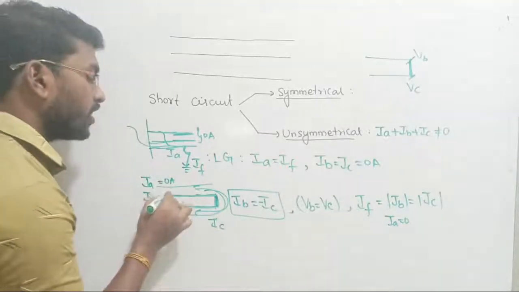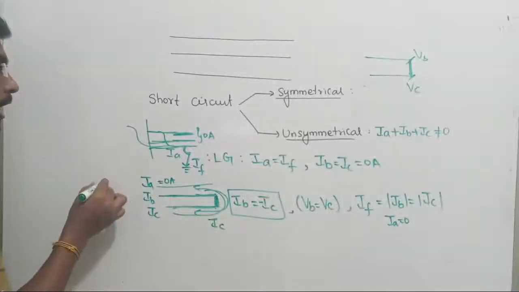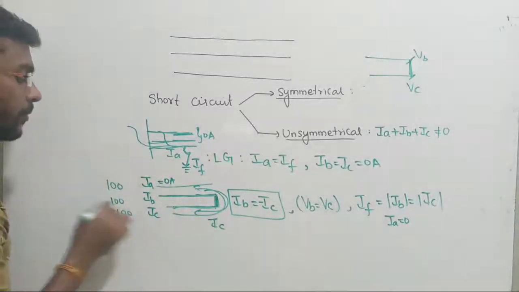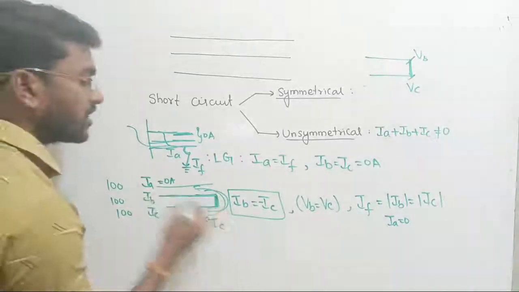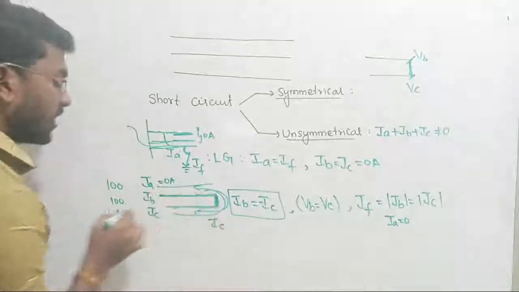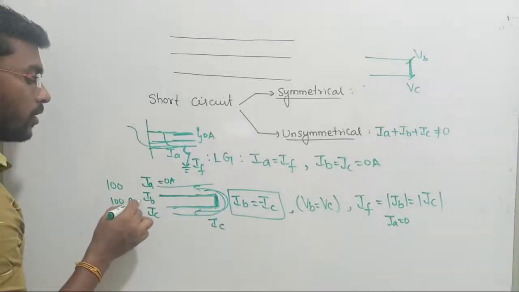For example, I have 100 ampere here. 3 transmission lines are carrying 100 ampere. Now during the short circuit, what will happen? Now suddenly your line has started. This line has started consuming 200 ampere fault current.